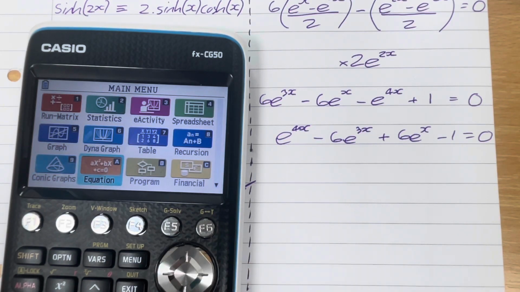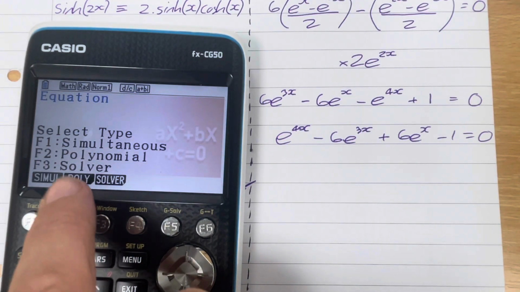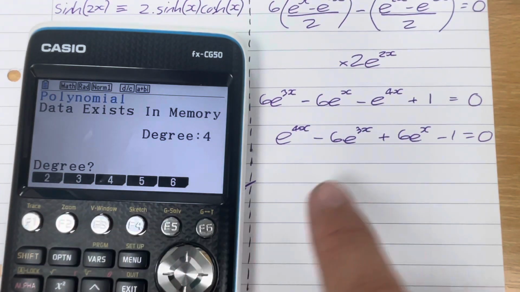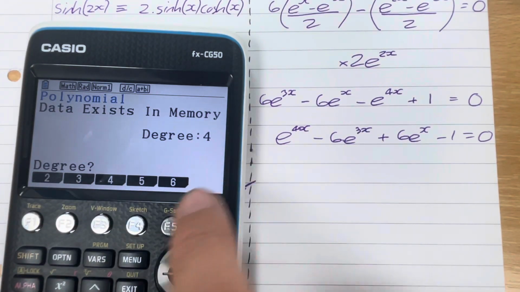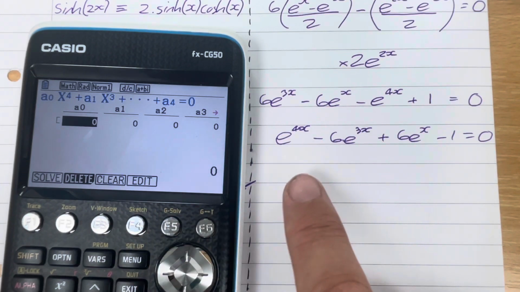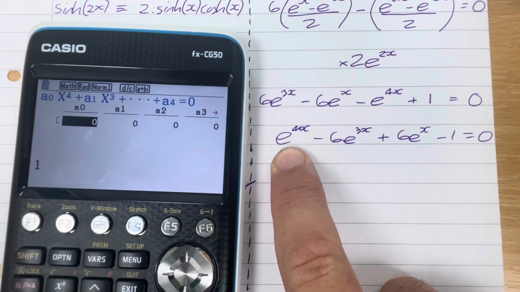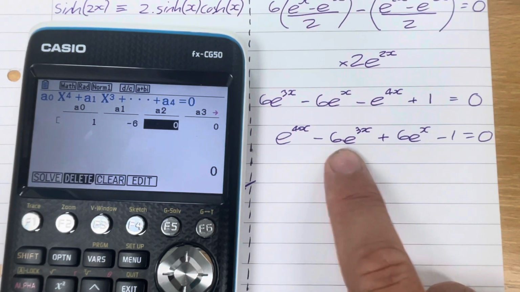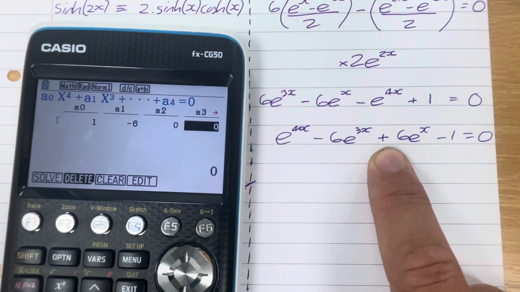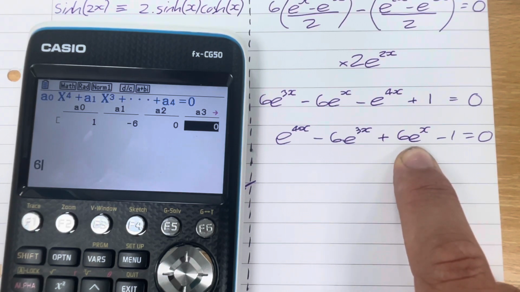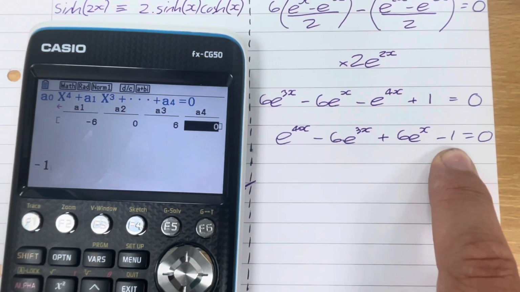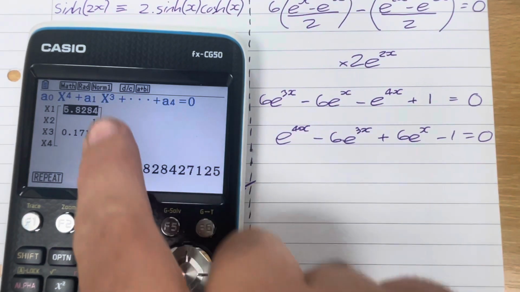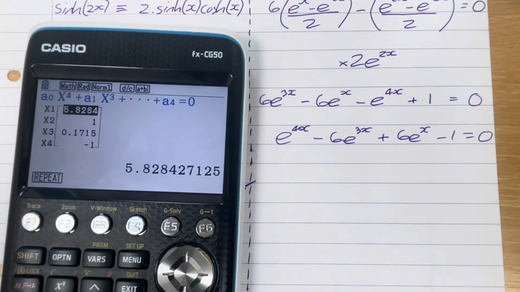So what I'm going to do is use the equation solving mode in my calculator, which the FX991 series has as well. I'm going to go to equation solver. I'm going to solve it as a polynomial, so it's f2, and it's degree 4 because it's a quartic. The coefficient of x to the 4 is 1. The coefficient of the cubic term is -6. There is no quadratic term, so that's a 0. Then I've got a linear term with a coefficient of 6 and a constant with a coefficient of -1. And then these are the 4 solutions that the calculator has given me. 2 of them are nice integers, the other 2 are irrational.